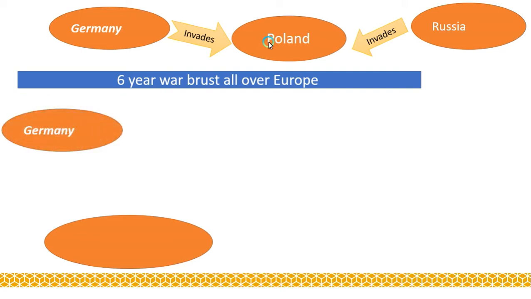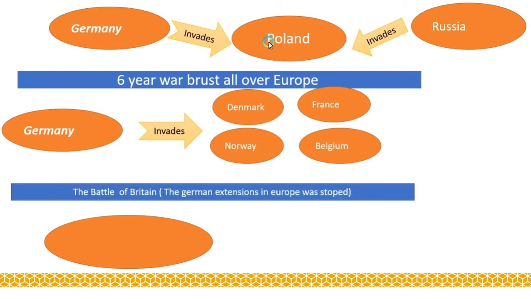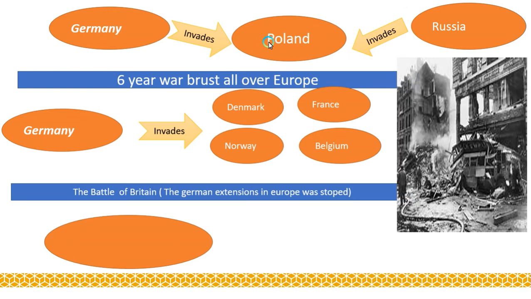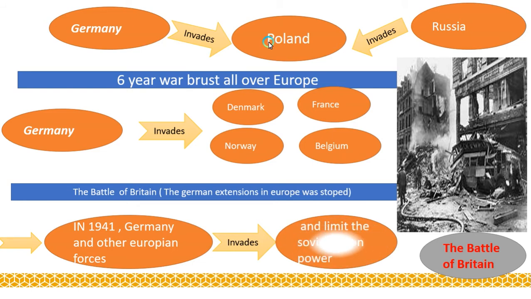So look what happened at that time. Germany invaded Denmark, and also Norway, Belgium, and France. So only Germany took those four countries. The Battle of Britain stopped the German expansion in Europe. In 1941, Germany and other European forces invaded and tried to limit the Soviet Union's power.